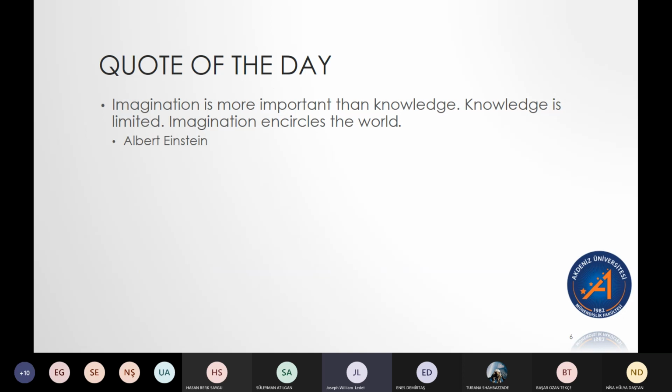First, of course, someone from our history needs to tell us some words of wisdom. Today, our dear friend, Albert Einstein, tells us that imagination is more important than knowledge. Knowledge is limited, imagination encircles the world. So it's not just about what you know, it's about what we can think of and what we can do with the knowledge that we have, right?